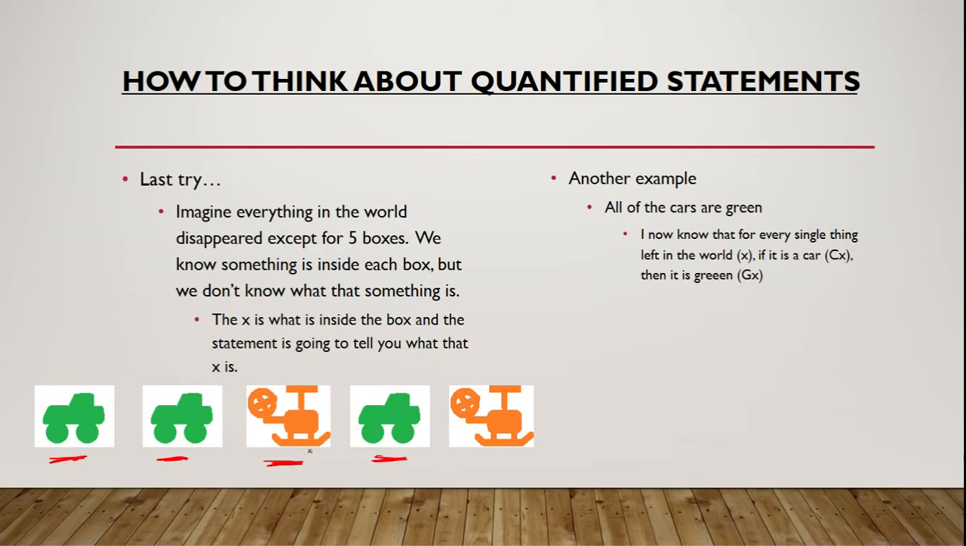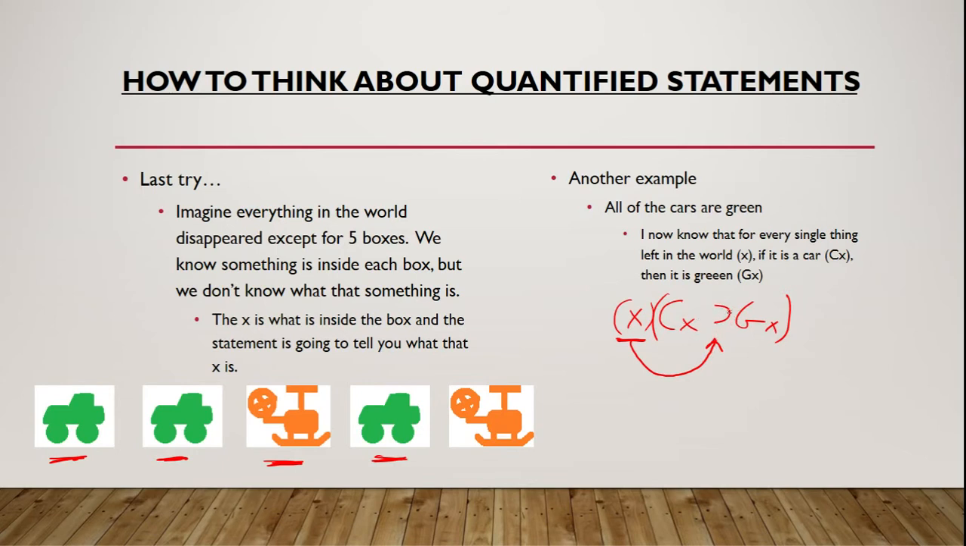Wait, what's this over here? It's an orange helicopter. But this statement told me that for every x, if x is a car, then it's green. It doesn't tell me that everything is a car. It just says if it's a car, then it's green, which in other words is saying all cars are green. So remember, this doesn't say that everything is a car and everything is green. It's just saying that if it's a car, then it's green. And this is why the operator that the universal quantifier governs is going to be a horseshoe.